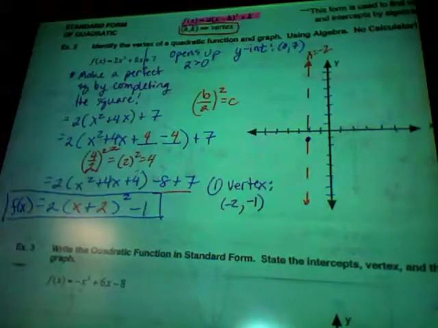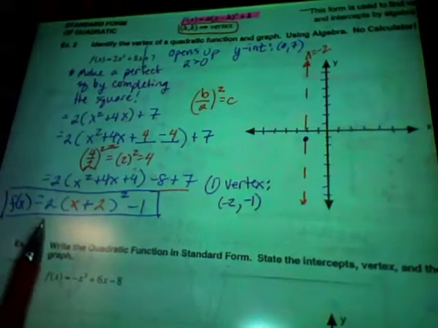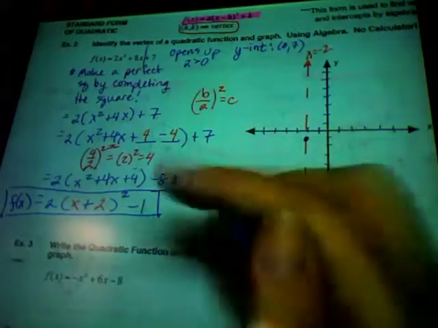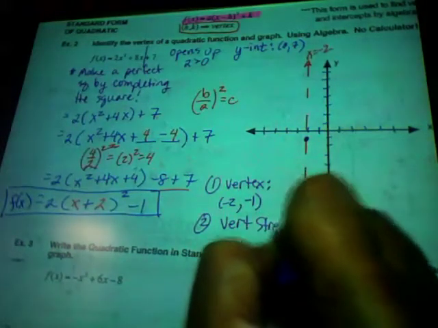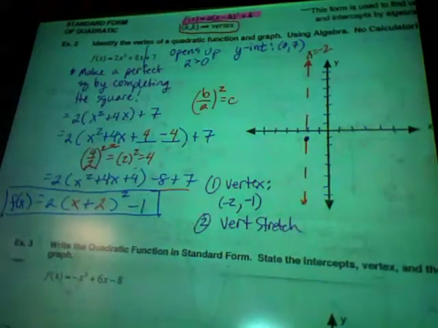Well, first of all, what do we know that this 2 does to it? It's a vertical stretch, right? So we know we have a vertical stretch. So I should expect that it's going to be closer to the axis of symmetry than normal.